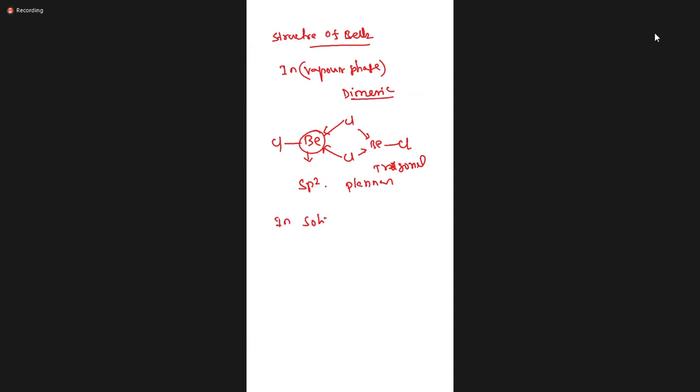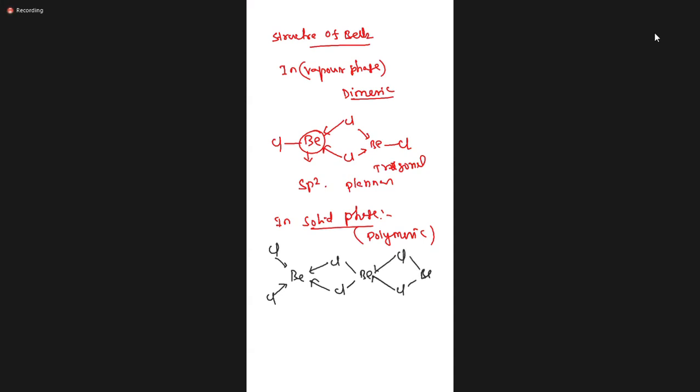In solid phase, it is a polymeric structure. Please note this point. In solid phase, it is a polymeric structure. In the polymeric structure, Be is sp3 hybridized. Tetrahedral structure.